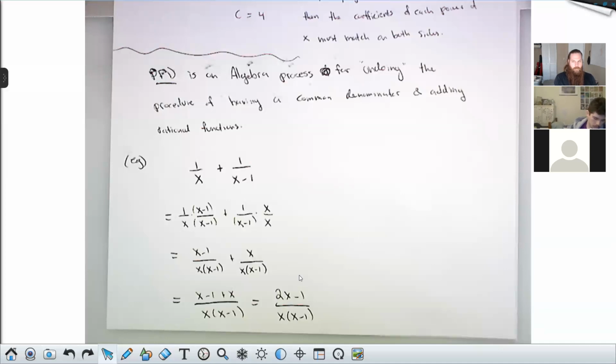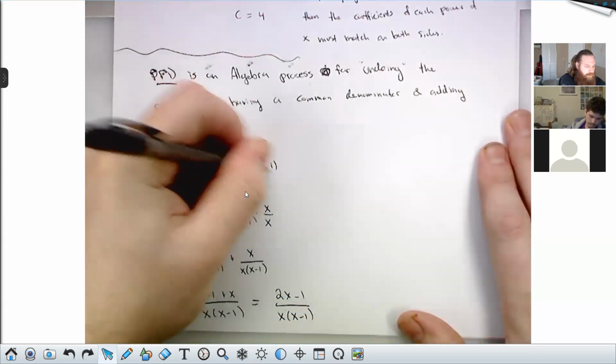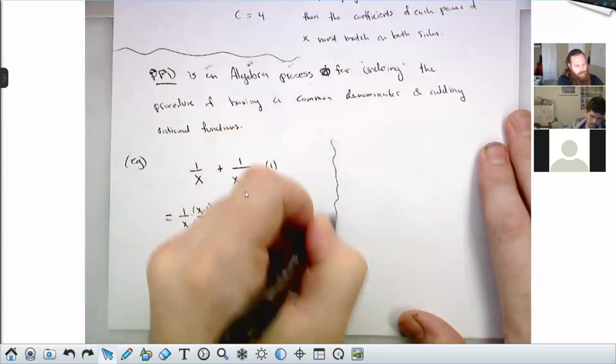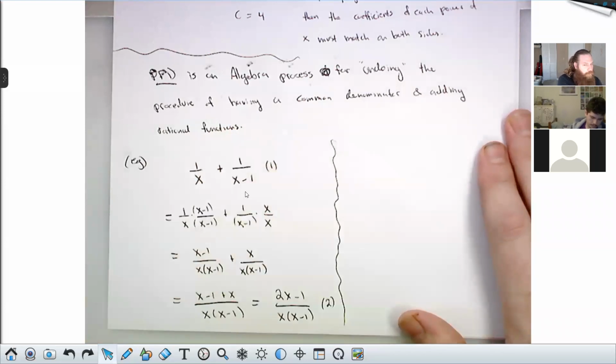Partial fractions asks the question, if I gave you this, could you go back to this? If I gave you this, is there an easy way, or indeed any way, to go from here back to here? So I'll call this expression 1. I'll call this expression 2. We know they're equal, right? These are definitely equal to each other.